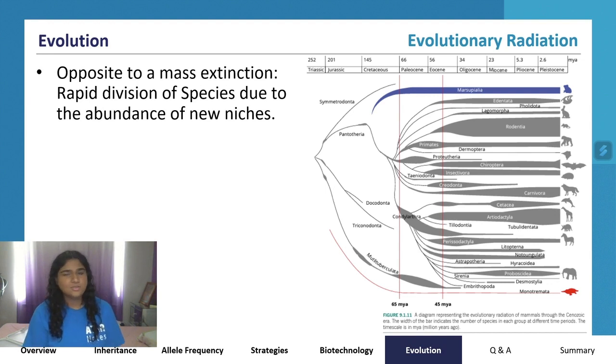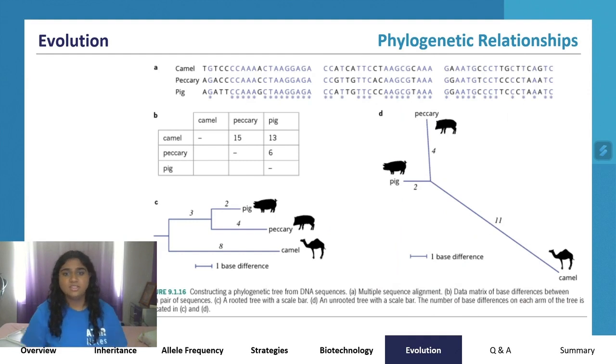But sometimes physical structures aren't necessarily developed because of common ancestors. Sometimes it's because of common environments. So comparing genetics and DNA hybridization is always going to be more accurate than molecular homology. So with molecular homology, we can go into phylogenetic relationships.